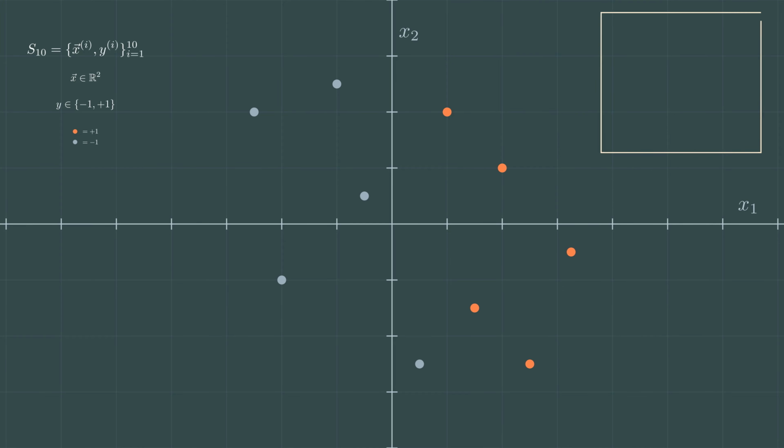Now, more notation incoming, but we're going to define our ith prediction, in this case we're going to call it y hat, equal to the sign of the dot product between the ith feature vector and our theta vector. Sign just figures out whether the value within it is positive or negative.